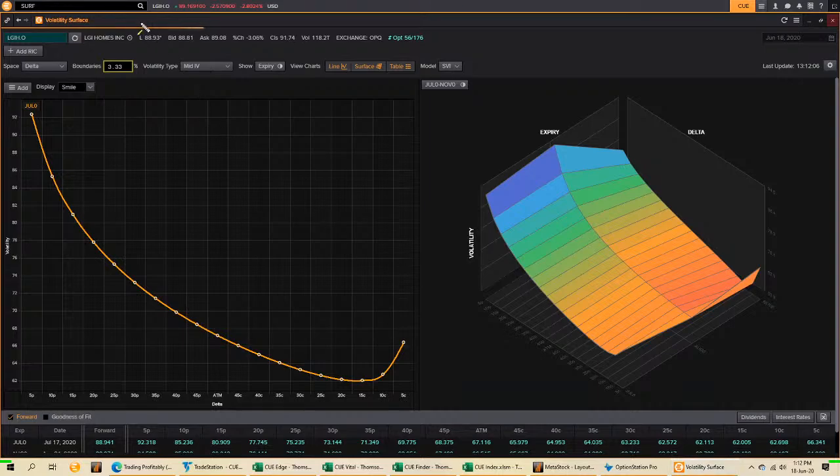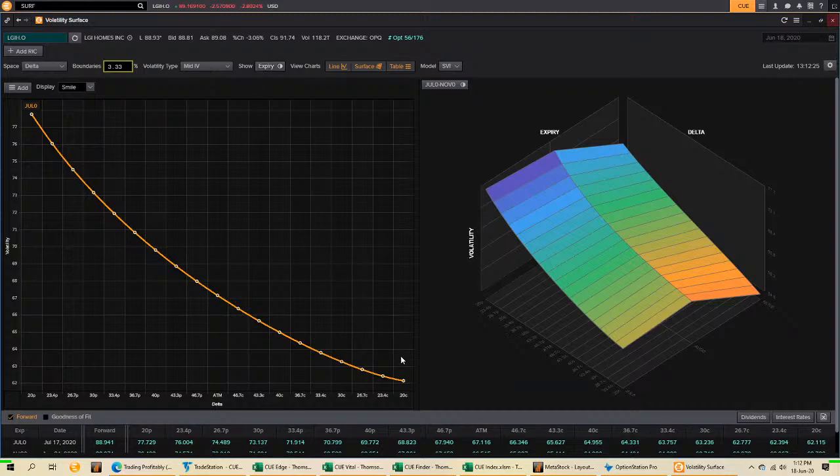It is loading the data. You can see here the progress bar. It has loaded. What can you see from here? You can see the delta in the x-axis from at the money to 20 delta, call side. C suffix represents call, and on the left hand side you can see puts, again starting from ATM to 20 delta on the put side. P stands for put.